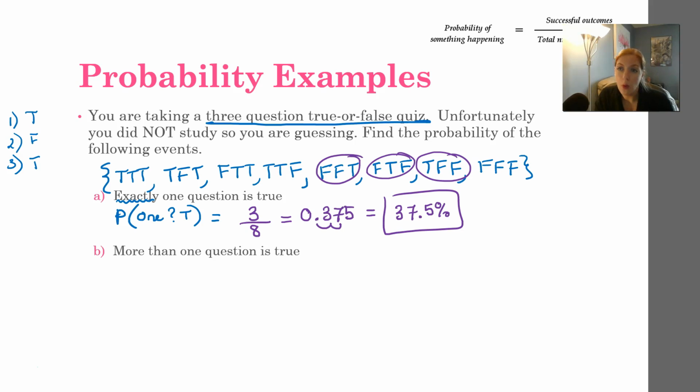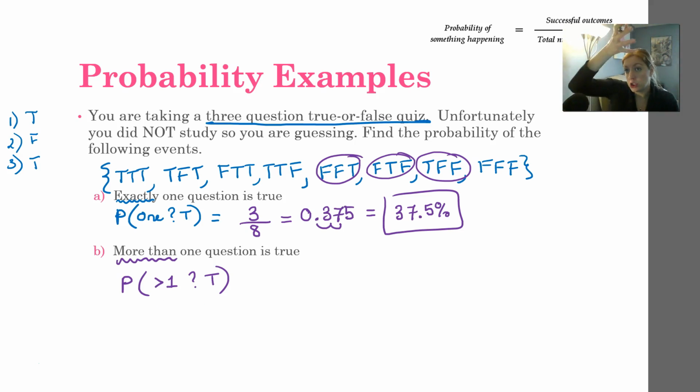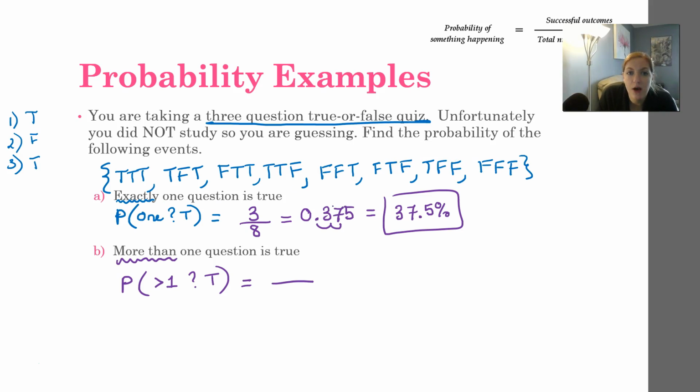How about more than one question is true? More than means greater than, not equal to. So just greater than one question true. It has to be more than 1, so it could be 2 or 3 questions that are true. Let me erase the ones we circled before. Out of all these outcomes, how many have greater than one question true?